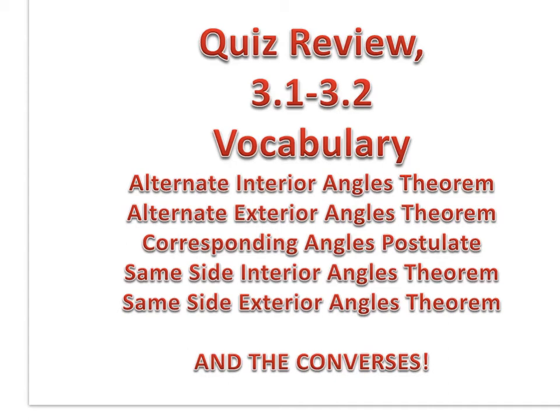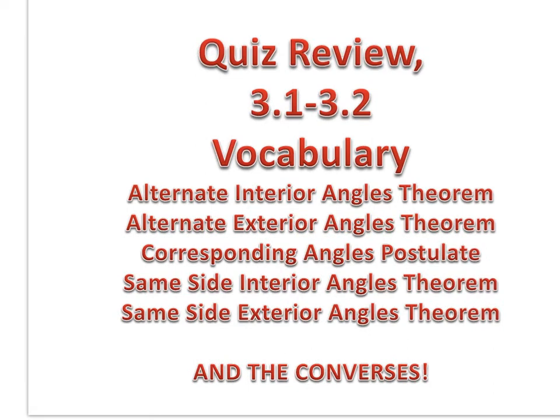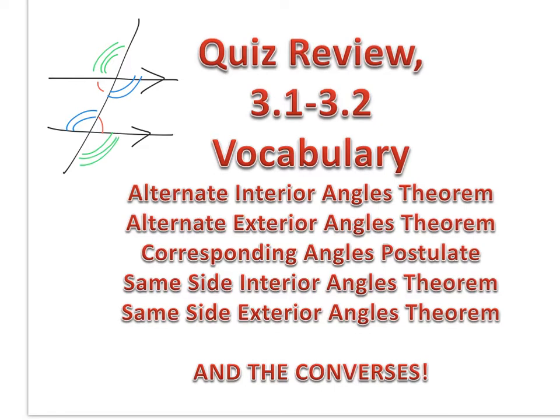Okay, for the review, make sure you know that if you have two lines that are parallel, cut by a transversal, you know what the alternate interior angles are. These are alternate interior, that those are congruent. You know that the alternate exterior angles are congruent. So the green ones are alternate exterior.